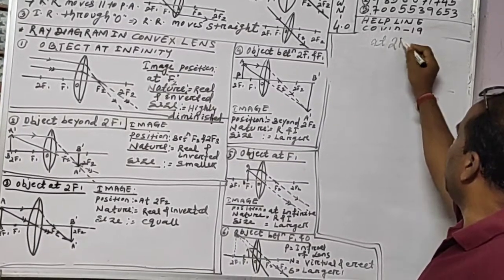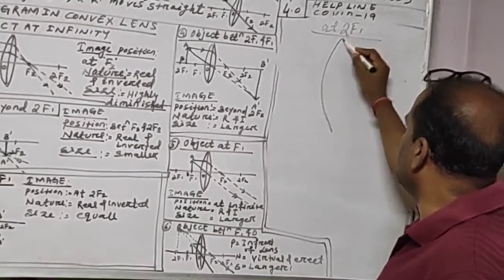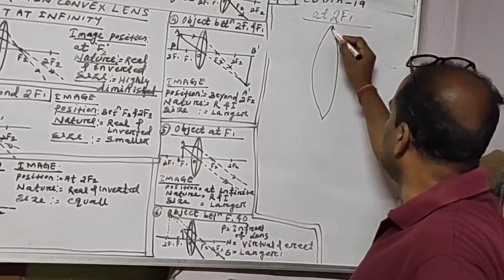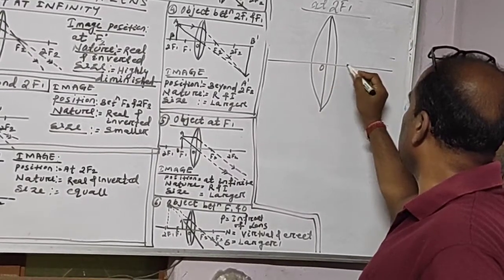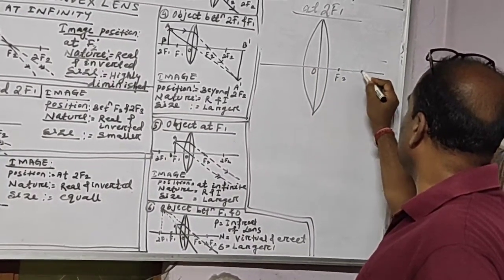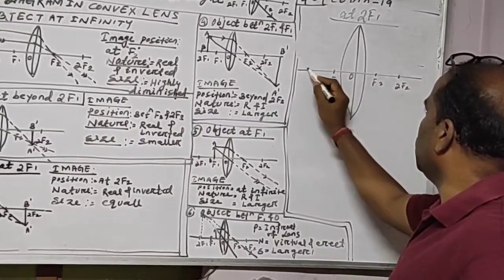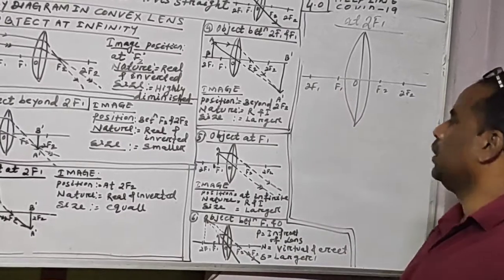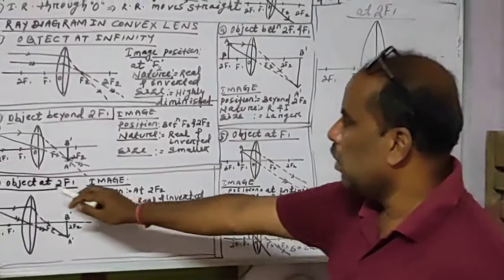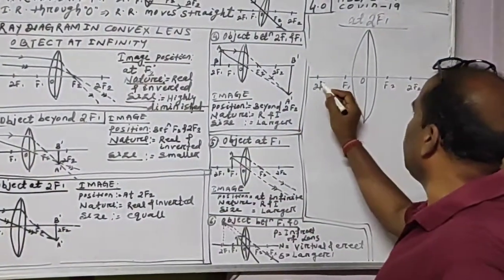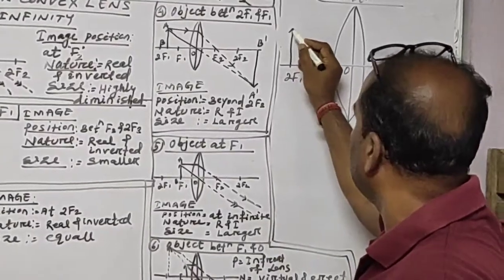At 2f1. Let us go. First, the same thing: lens, then transverse, then principal axis, optical center, f2, then this is 2f2, then this is f1, then this is 2f1. These points at least we first have to put. Then according to the question, the object is at 2f1. 2f1 means here. Here, suppose we have taken like that.